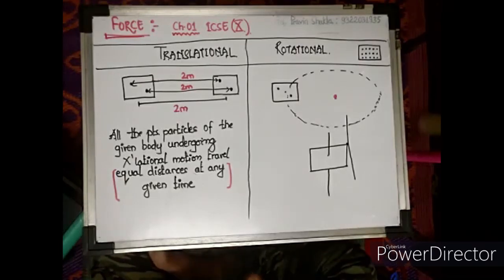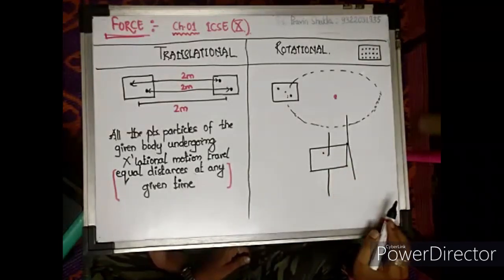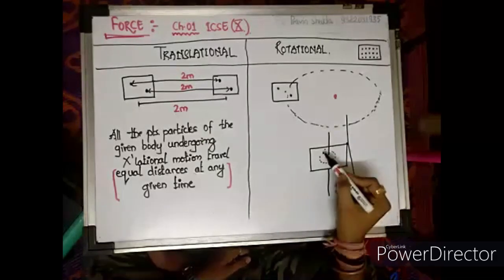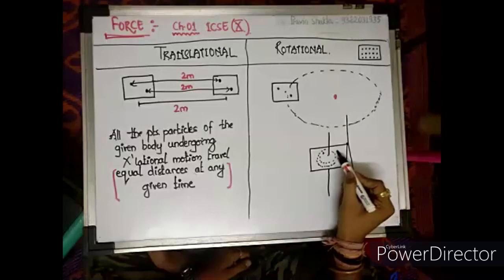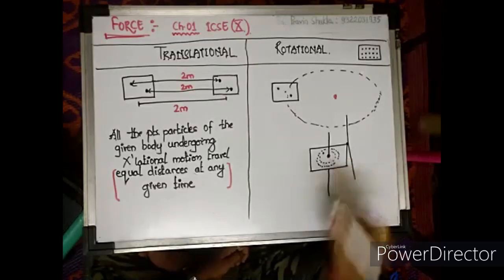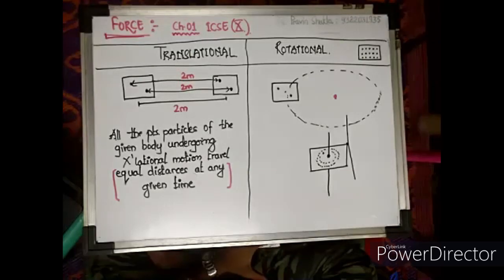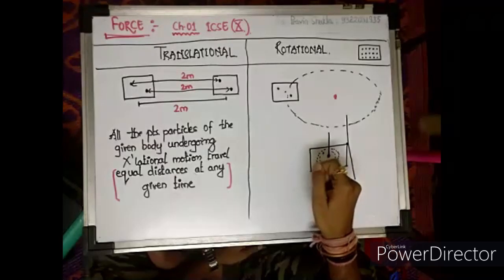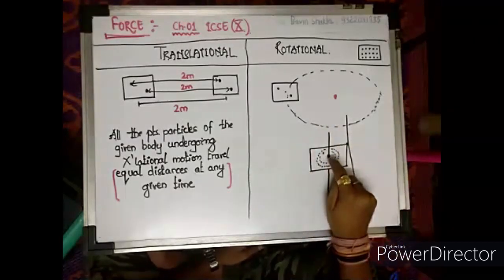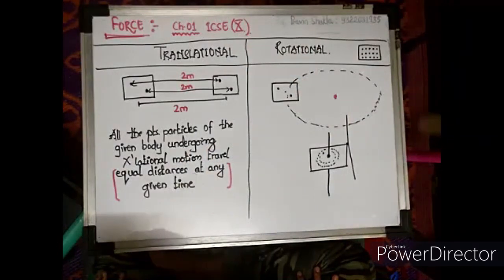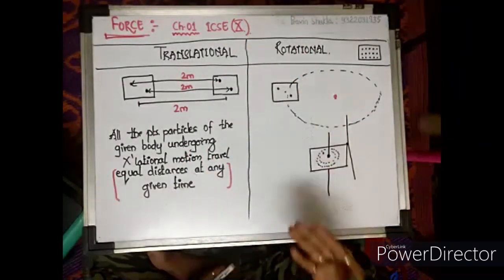Okay, see, understand this. If I talk about this particle, it will go on a circular path like this. If I talk about this particle, it will again go on a circular path like this. But if I talk about this particle, this will not go into a circular path. This will keep rotating at its own point. All other particles will move around this point, but this particle is not going to move around any other point. So this is the basic difference between circular motion and rotational motion.